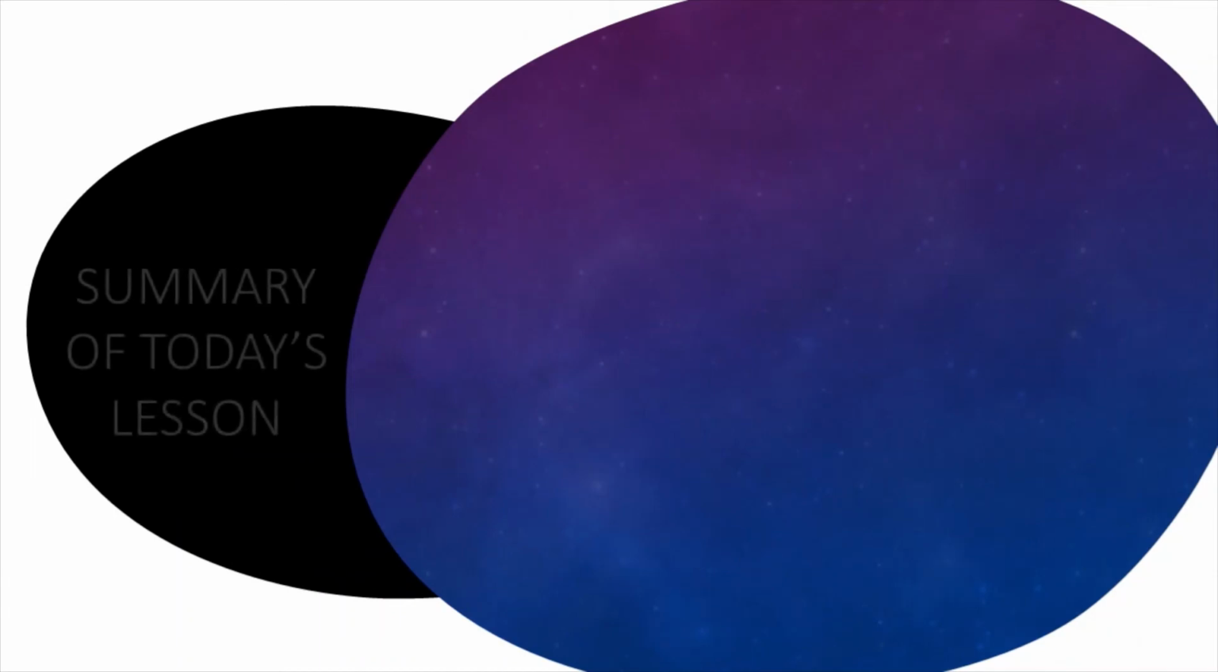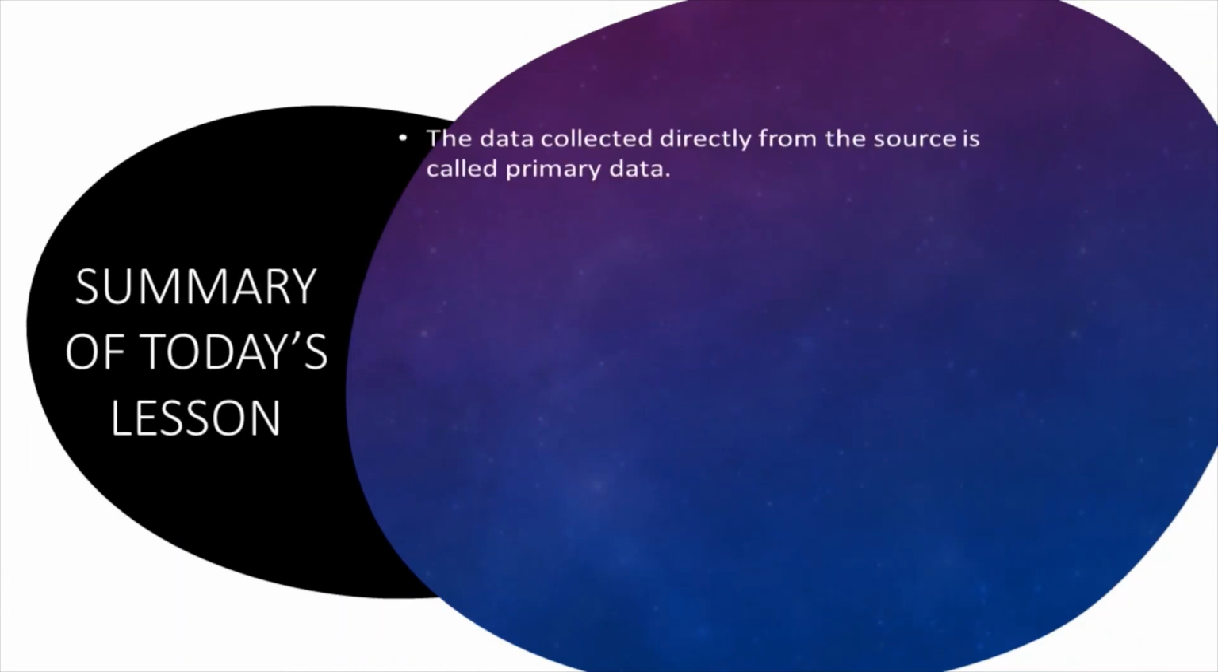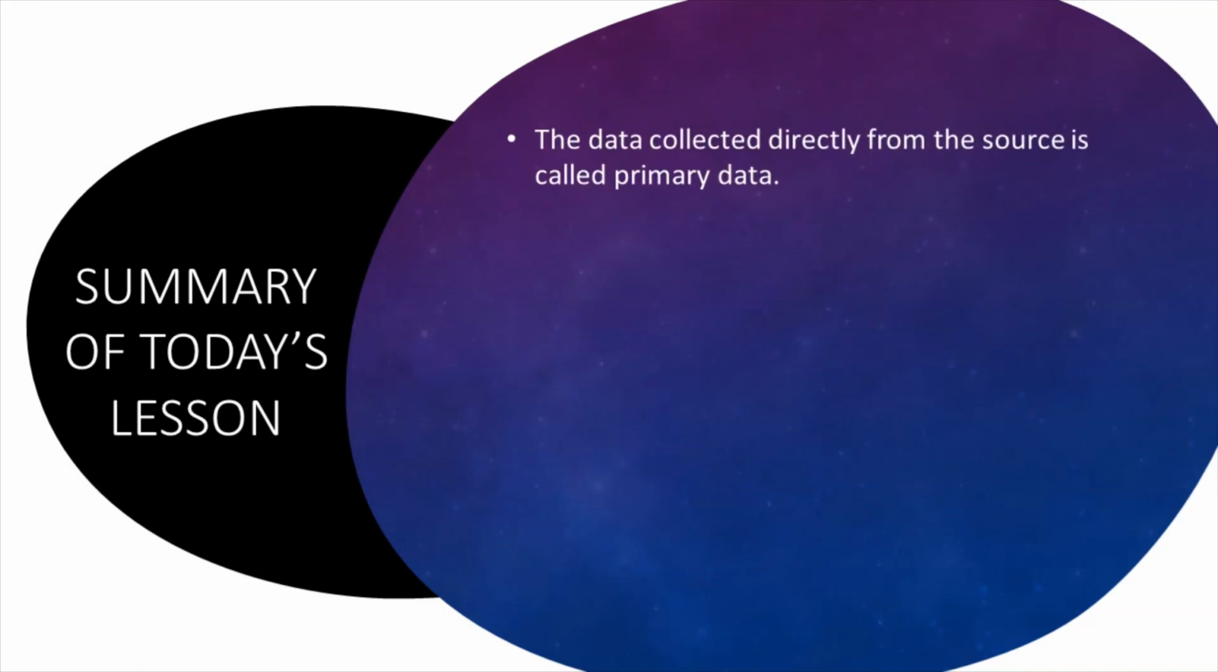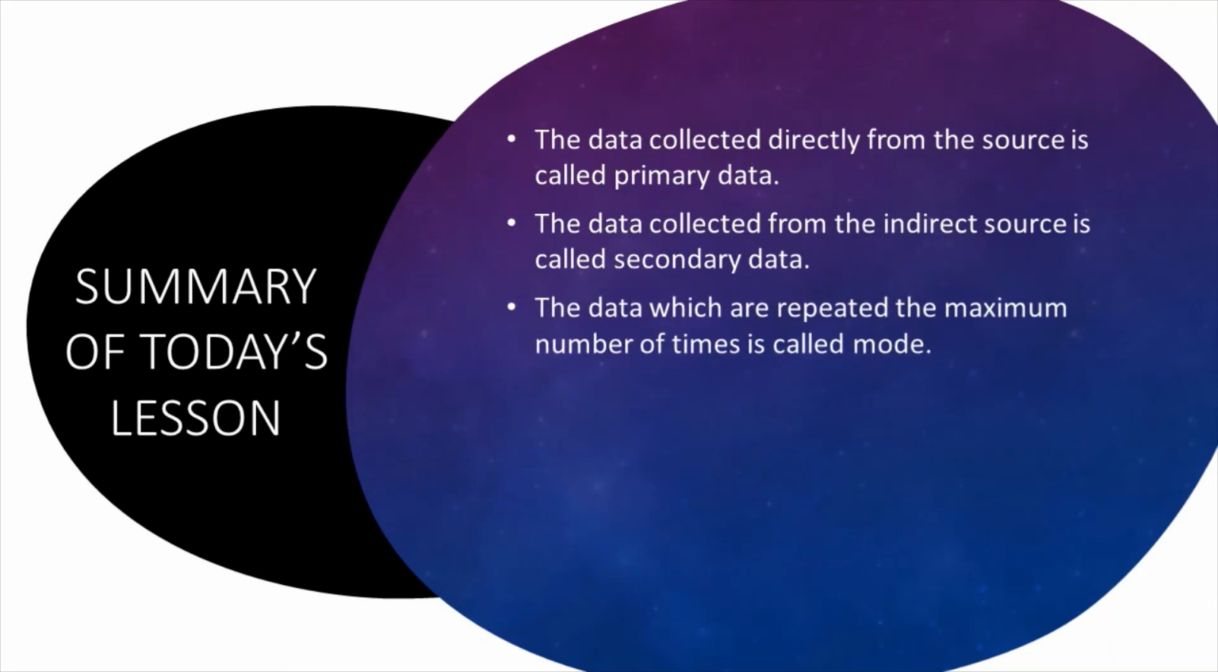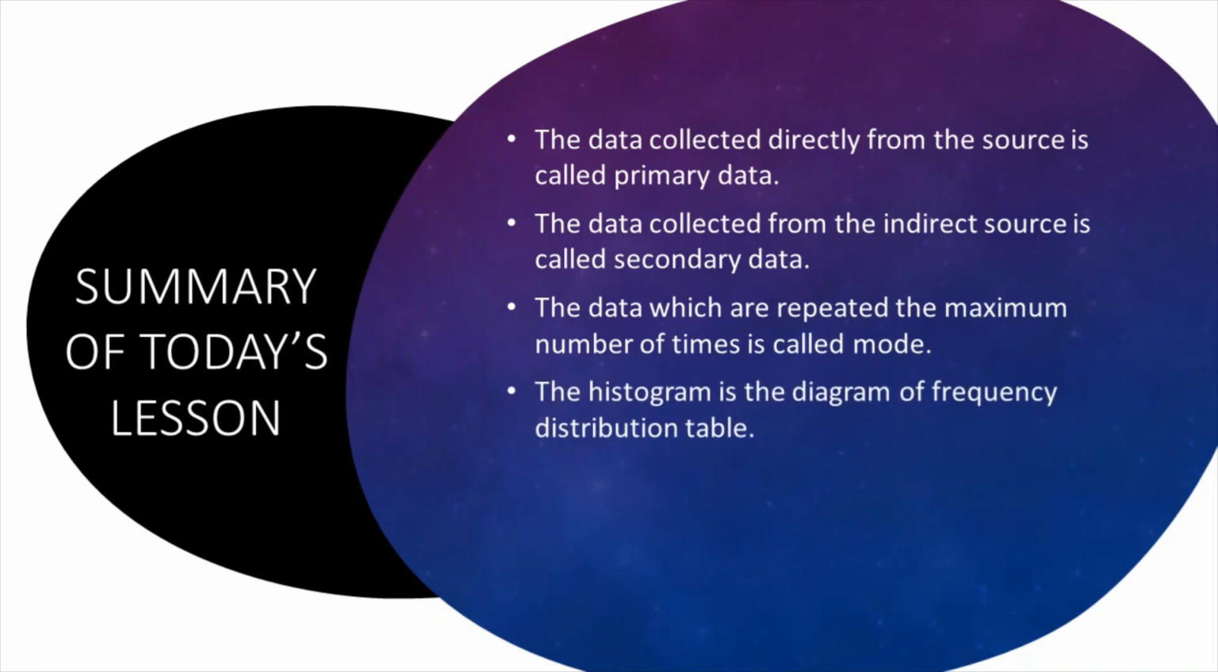Now, my dear students, summary of today's lesson. The data collected directly from the source is called primary data. The data collected from the indirect source is called secondary data. The data which are repeated the maximum number of times is called mode. The histogram is the diagram of frequency distribution table.